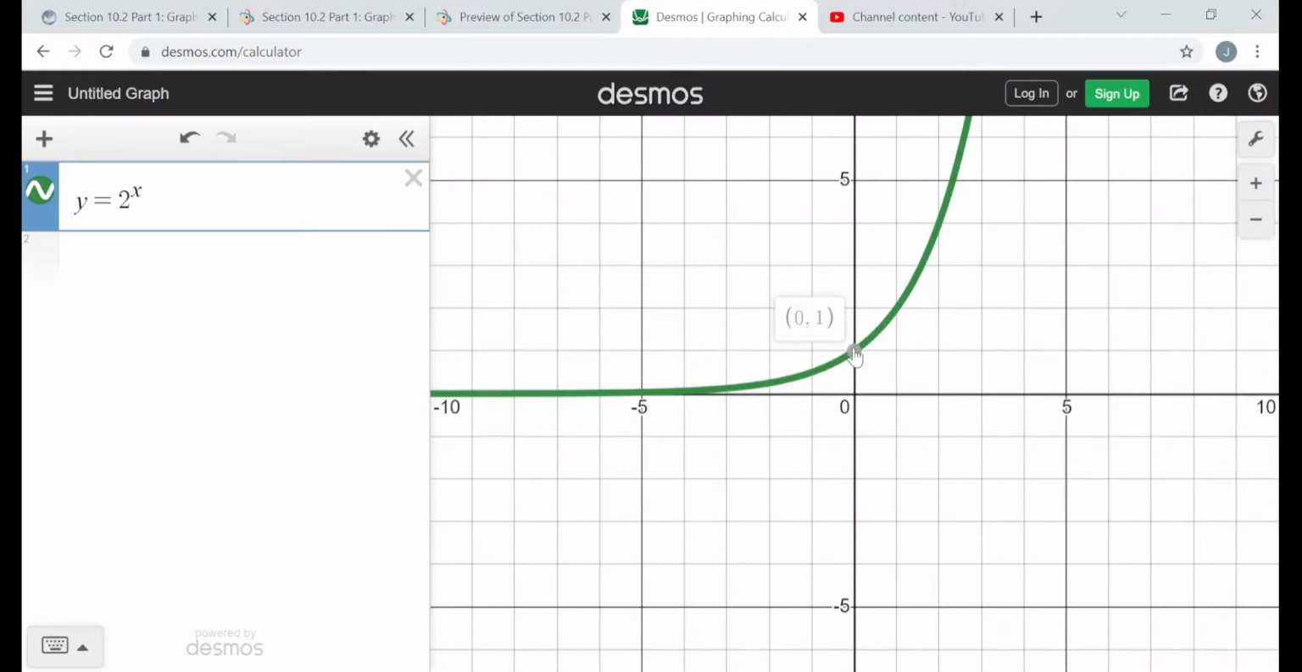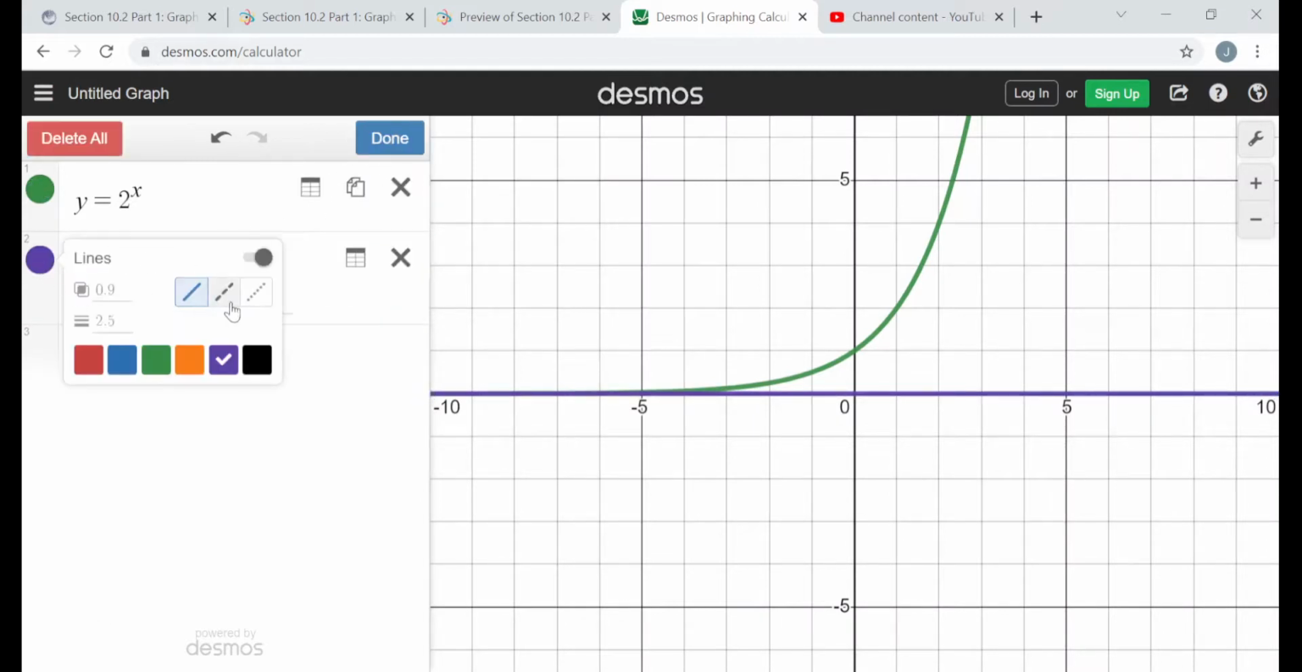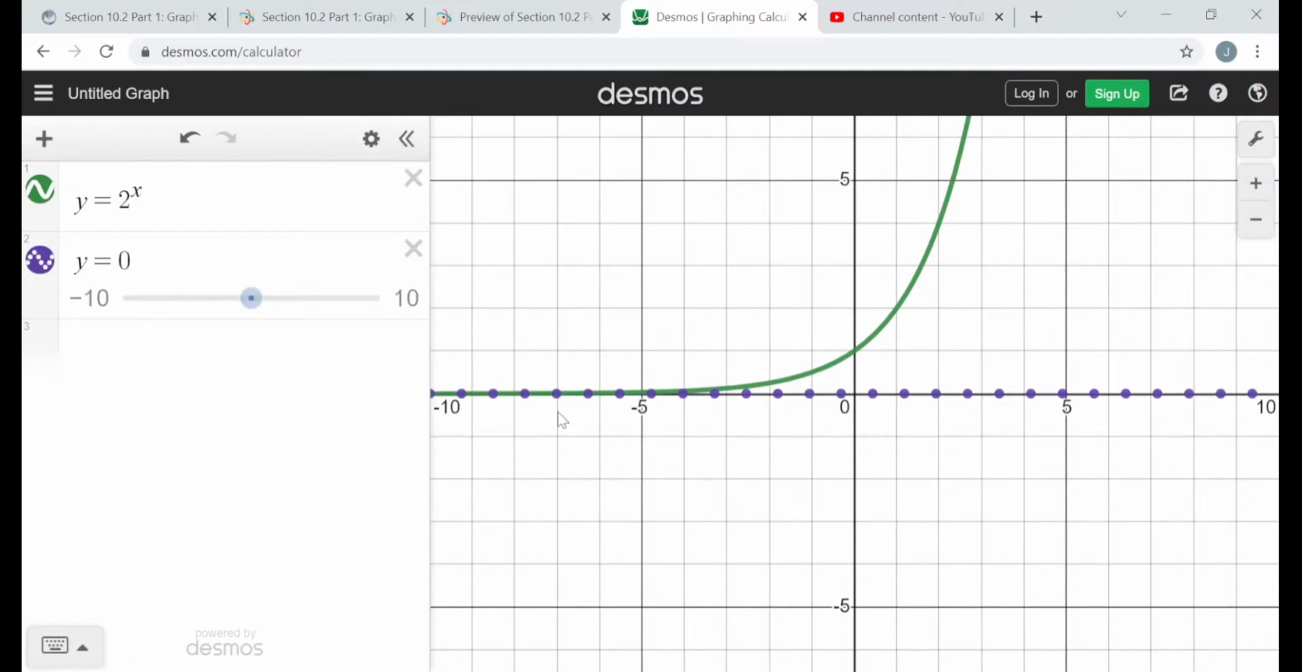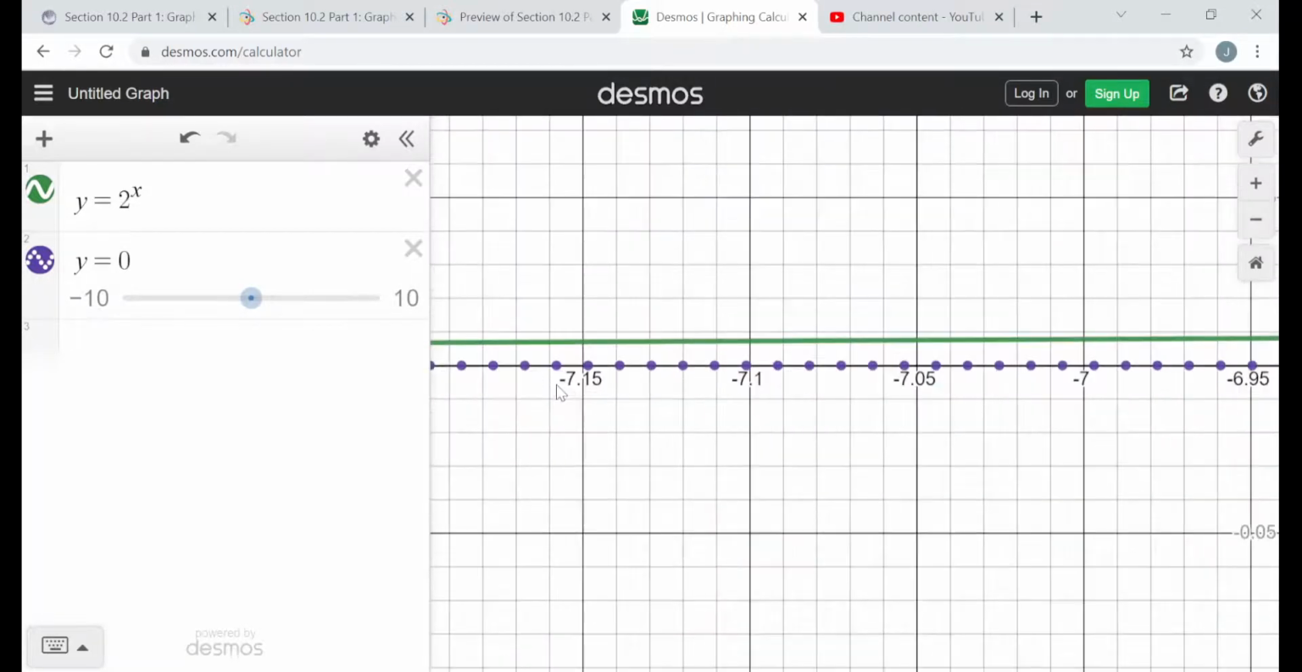There's the point 0, 1. You have the point 1, 2, the point 2, 4. Negative 1, 1/2, or 0.5 there. Negative 2, 1/4, or 0.25, and so on. And I'll put in the horizontal asymptote as well, just y equals 0, which is the purple x-axis now. And I'll make that a dotted line instead of an actual line. And you can see, if I zoom in here, you can go as close, that green graph.